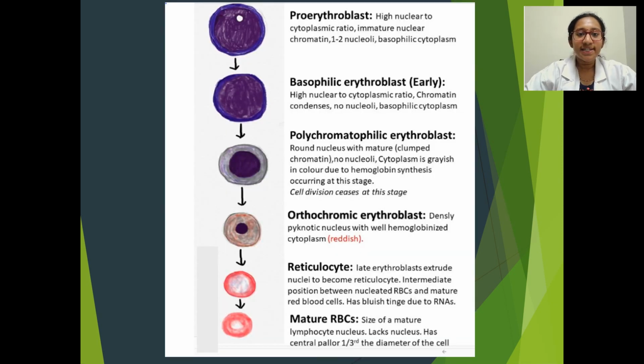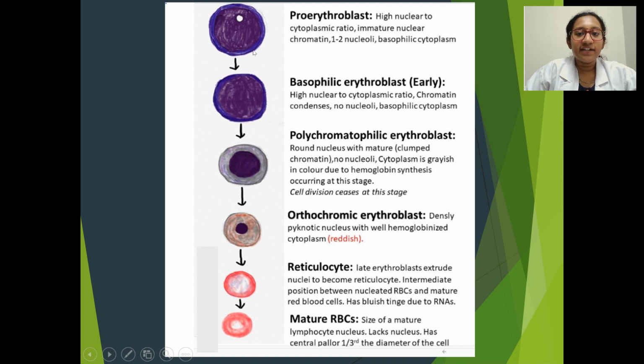So we'll see what is the difference in the morphology. How do we identify these different precursors? Proerythroblasts are the initial stage precursors which have a high NC ratio, that is nuclear cytoplasmic ratio. Here we can see that the nucleus is very big compared to the amount of cytoplasm. So there is high NC ratio, and the nuclear chromatin is immature with 1 to 2 nucleoli. And the cytoplasm is basophilic, that is, it is bluish in color.